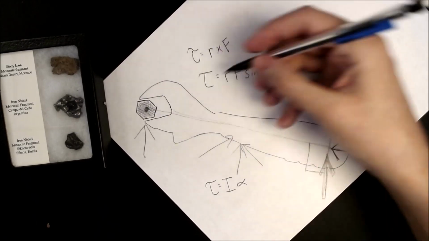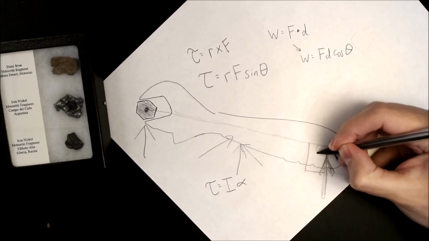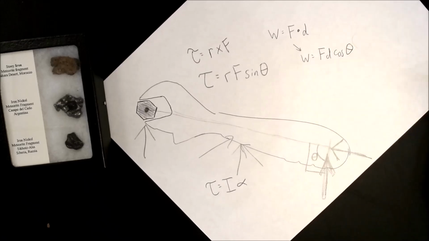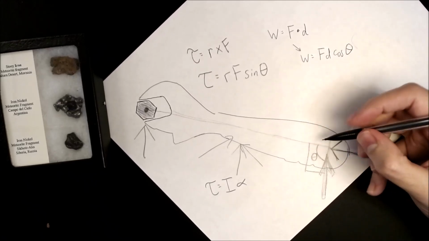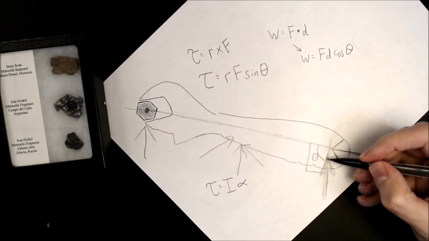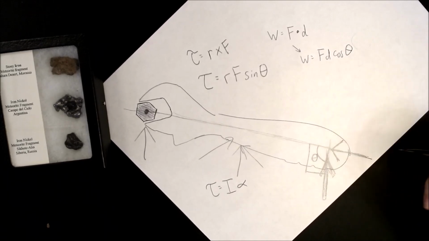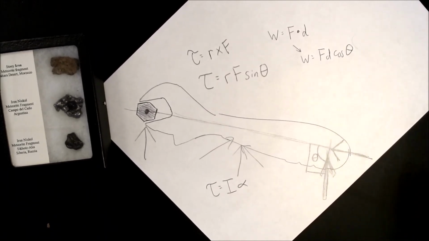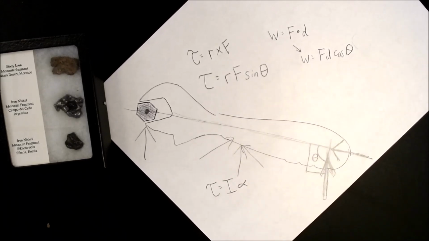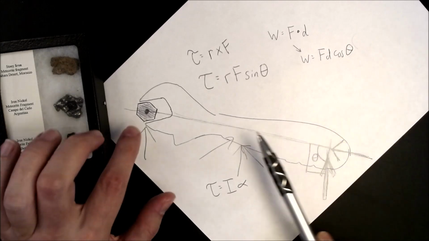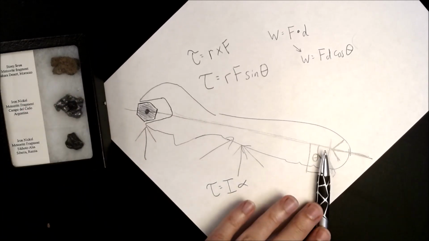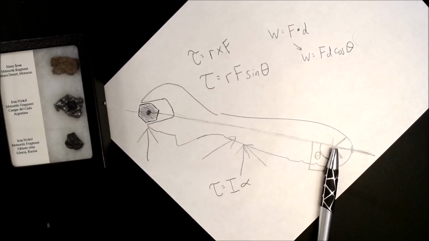Well, that means that theta must be this angle in here. That angle there is our theta. The angle between this R and this F is going to be our angle theta. So, okay, when you are doing a problem, how are you going to figure out what the sine of theta is? What you will do is you will look at your object. You'll see where the force is being applied. Let's say that this is the force being applied. That's the force being applied there.